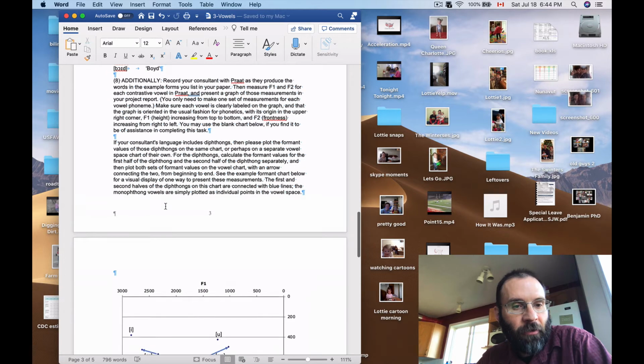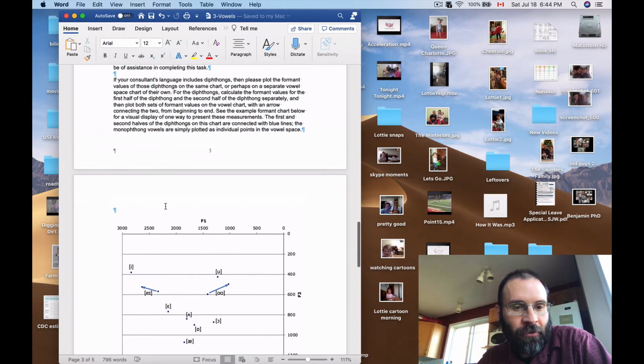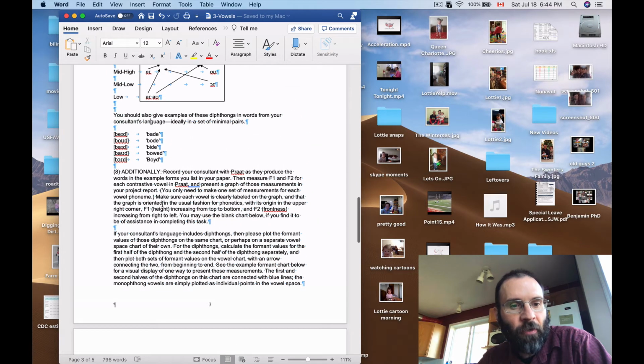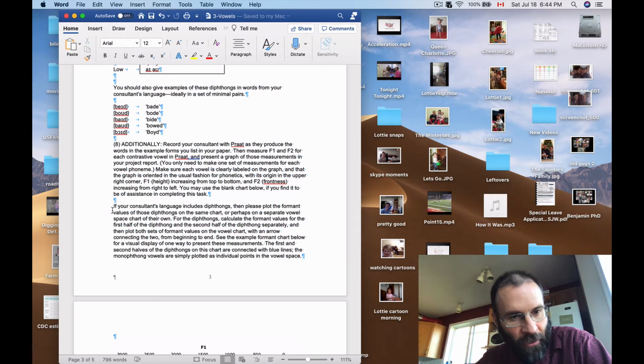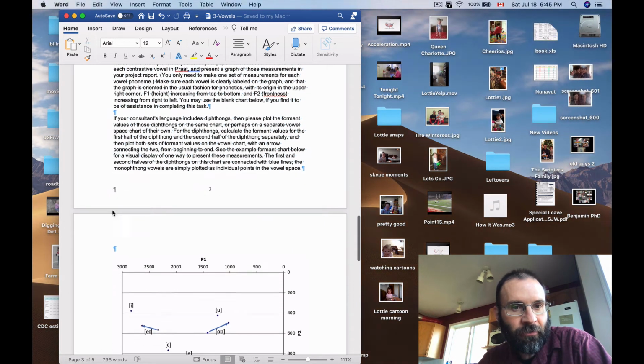When you create a graph, and I've got an example down here that I'll show you in a second, when you create your graph of the formant measurements, make sure each vowel is clearly labeled on the graph. You can plot it out by hand if you want to, or you can do it on Excel. I'd be happy to show you how to do that. And make sure the graph is oriented in the usual fashion for phonetics, with its origin on the upper right corner, with F1 increasing from top to bottom and F2 increasing from right to left.